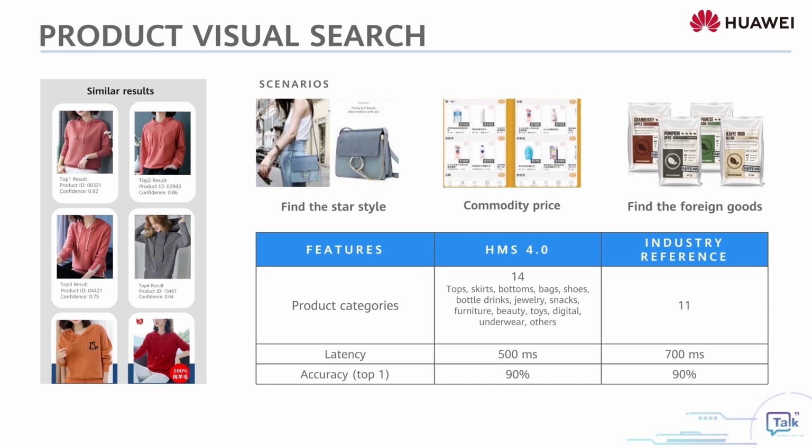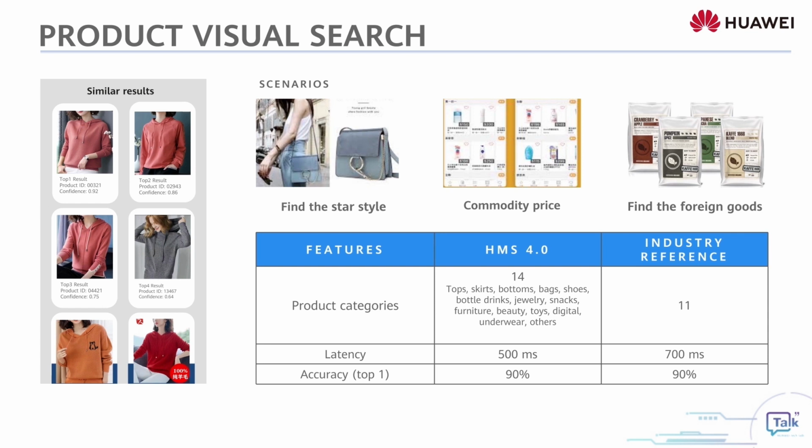Image shopping is one of our latest services. It's simply shopping with images. A user can take a photo of a product or scan it to search for similar items online. For example, you see a star wearing a beautiful dress on TV and you don't know the brand of the dress. You just need to take a photo of it and the product visual search service will find the similar products with prices. We currently support 14 product categories with 19% accuracy rate.